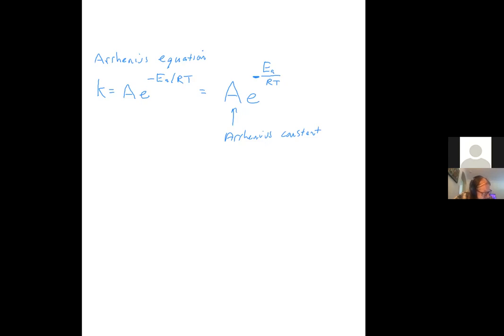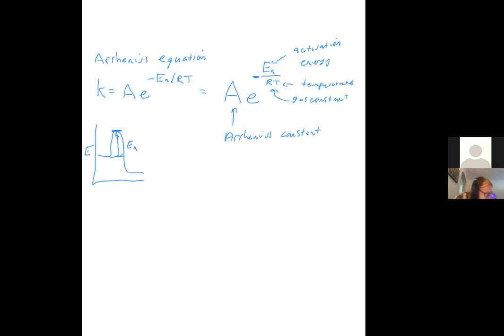This is the activation energy right here. Remember what the activation energy is from that graph? It's the difference in energy between the reactants and the maximum, the peak. That's your E sub A. It's usually in kilojoules per mole. This is temperature. And then this is the gas constant. And that's the equation that we can use for this particular problem.